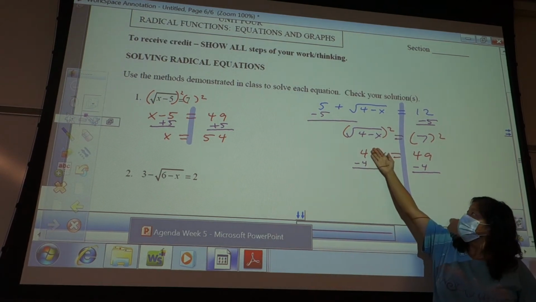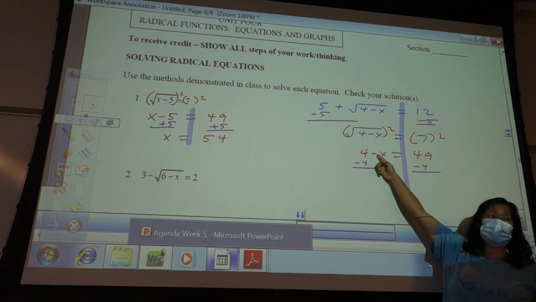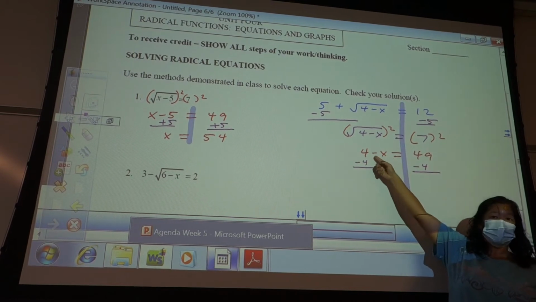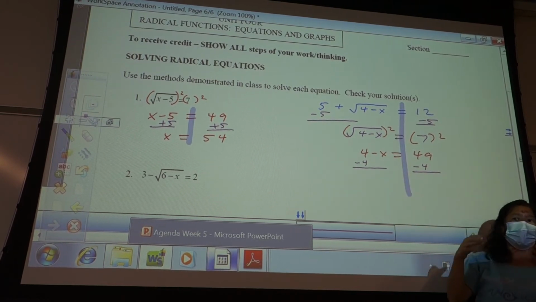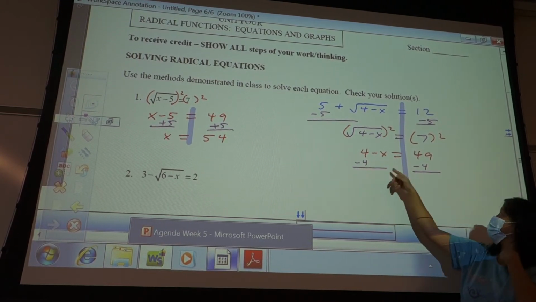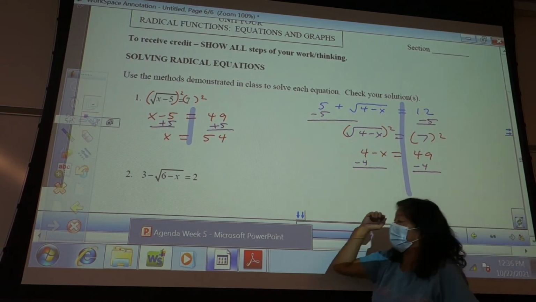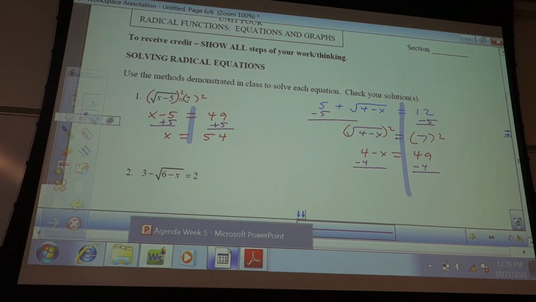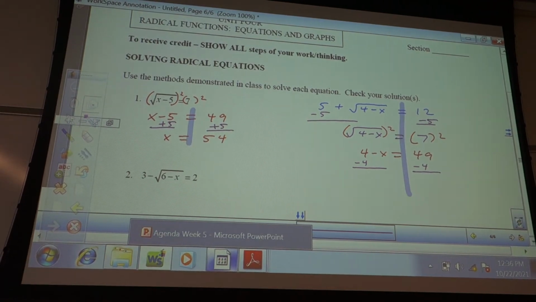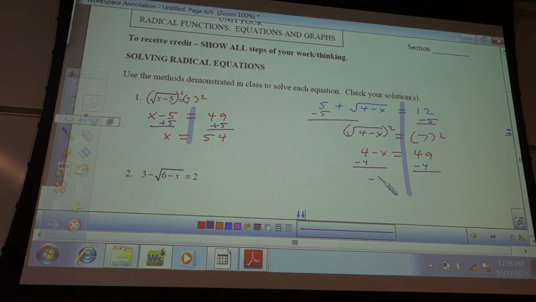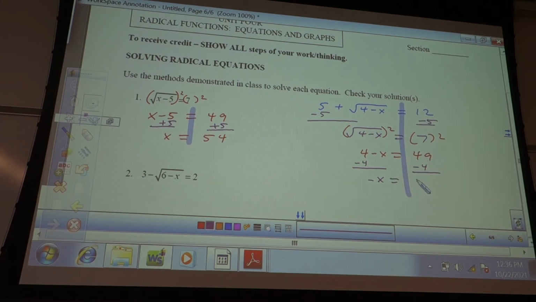Well, I guess the negative threw me on the other side. Yeah, so remember, the sign always belongs to the one after it. That's why we gave this to you, to kind of throw you off a little bit. So really remember that negative goes with that x. So I'll end up with negative x equals 45.